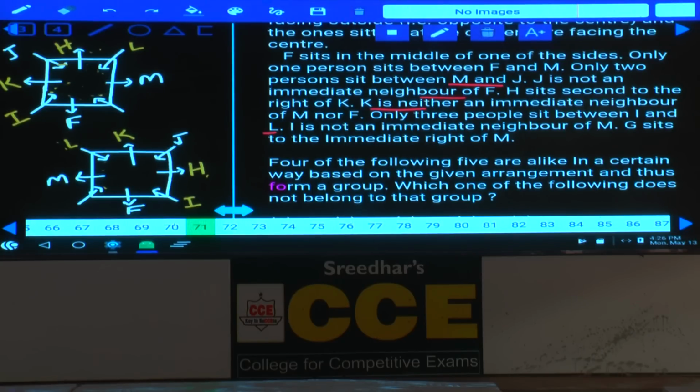G sits to the immediate right of M. And then who is the person left over? G. Now in the first case, G sits to the immediate right of M is valid. Now in the next case, G is here, but G sits to the immediate left hand side. And with the help of the last statement, the second case got invalid. Now we are left with only one case.